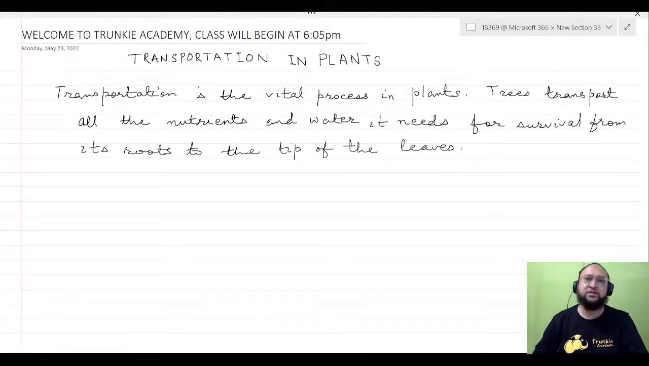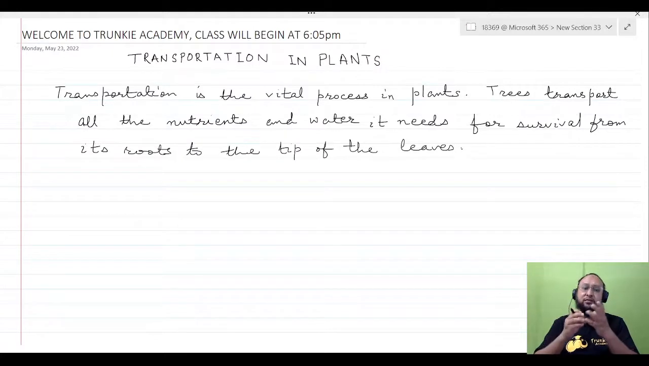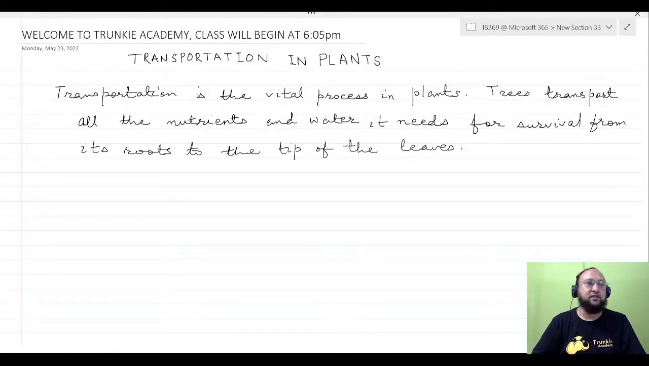So this transportation process is very vital because all the reactions, like the synthesis of food, the process of photosynthesis, and other biochemical or metabolic reactions taking place in the plant body, are possible only in the presence of water. So water is vital, not only in case of plants but also in case of animals.